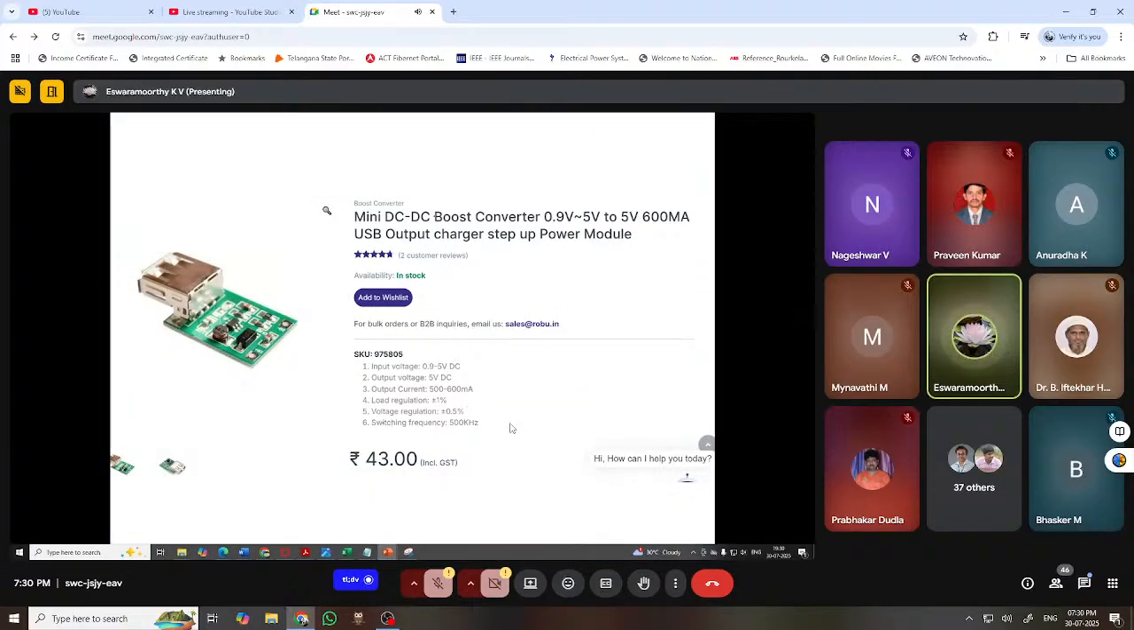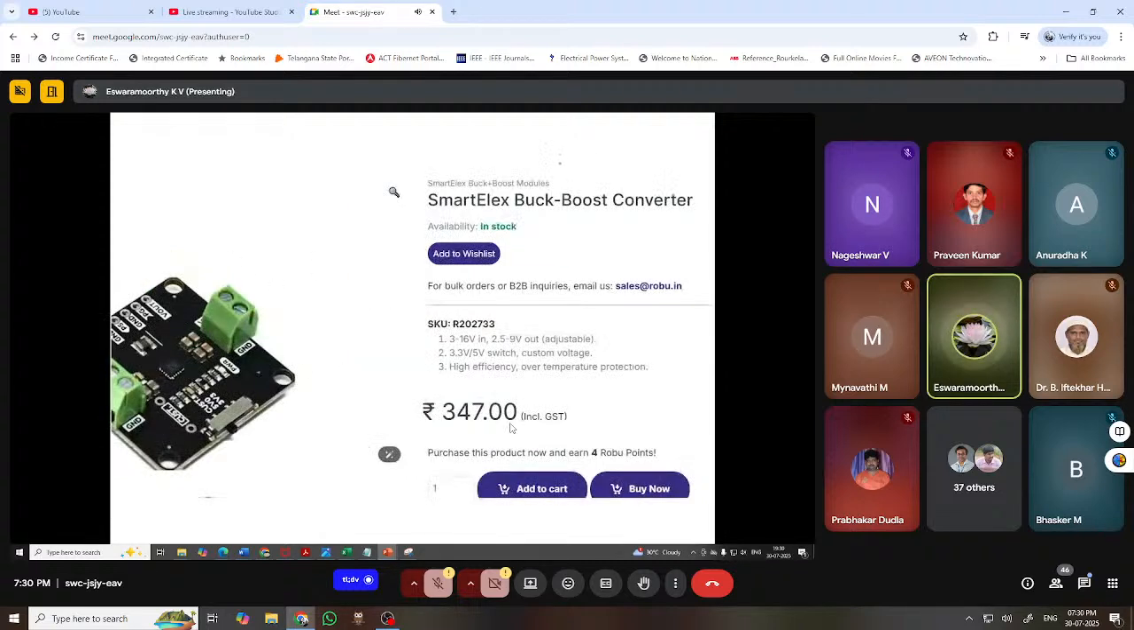And this is one of the mini boost buck converter. USB output charges above the power module. Let's say the input can be from 0 to 9 volt, and the output is always a 5 volt, right? So that can be achieved by this kind of a thing. And this is a buck boost converter. Input voltage can be 3 volt to 16 volt, and we can adjust the output voltage 2.5 to 9 volt, right? So we can use this kind of a converter for our project.